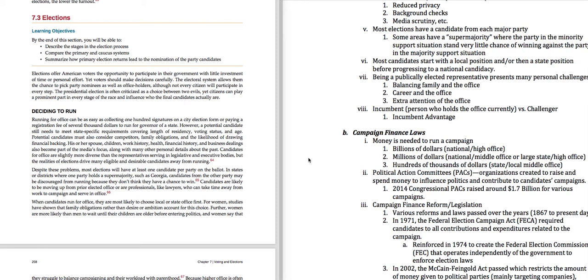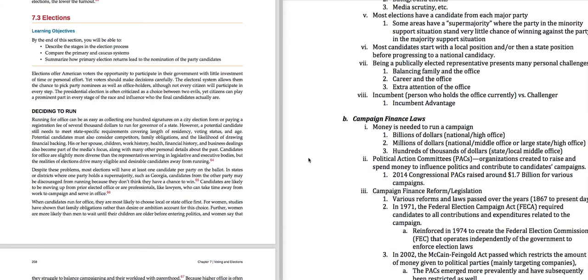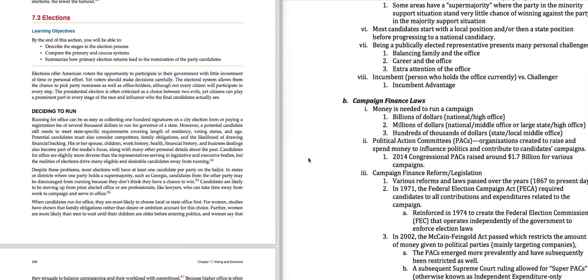So being a publicly elected representative presents many personal challenges. You have to balance your family with the office. That varies. You can be running for county council, and that's just like, okay, you have a job, you have a family, and you're elected. Or you could be in Congress, where you have a family and you're in Congress. Career in office, you have to decide, hey, if I get elected to this, I'm going to have to leave my career. And then there's extra attention in the office, one of the negatives we were talking about before.